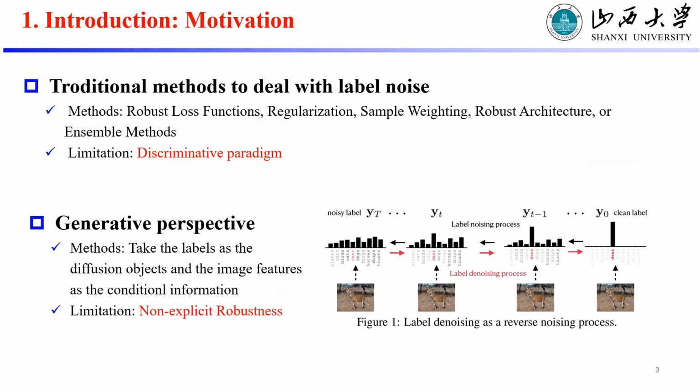Traditional methods for learning with noisy labels include robust loss functions, regularization, sample weighting, robust architectures, and ensemble methods. Most of these approaches are limited to the discriminative paradigm. In contrast, our work is inspired by generative models, exploring how to generate corresponding labels from image features. Some previous studies have made initial attempts in this direction. For example, the LRA diffusion work uses diffusion models by treating labels as the diffusion target and image features as the conditioning input. However, these approaches lack interpretable noise information to help the model robustly generate accurate labels.